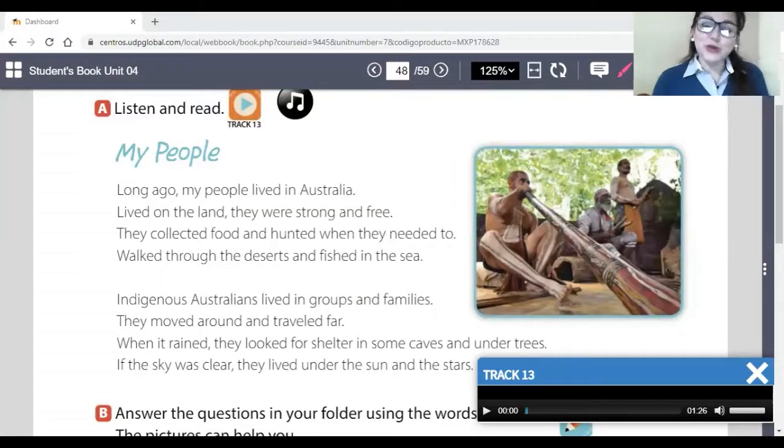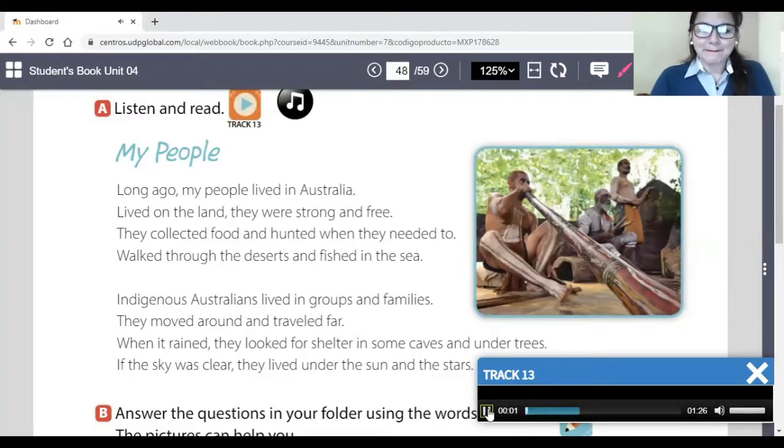Today we're going to work in the Smarty book, so please open your Smarty book on page number 48. First of all, we're going to listen to a song related to the story about the Aboriginal people in Australia, okay? Just listen.